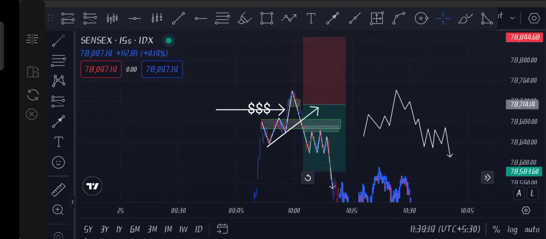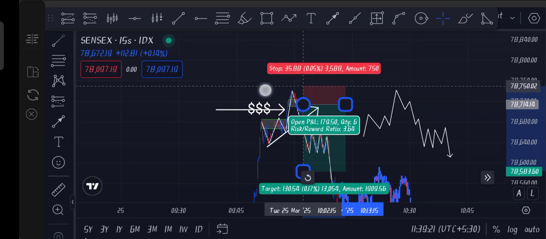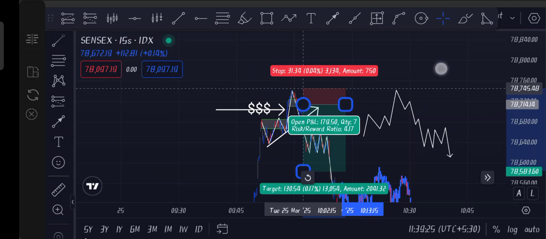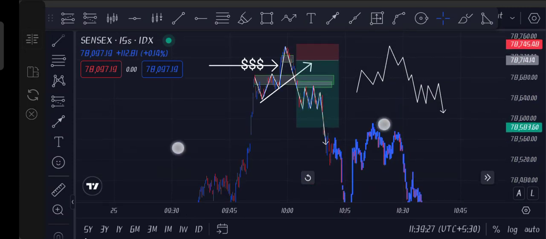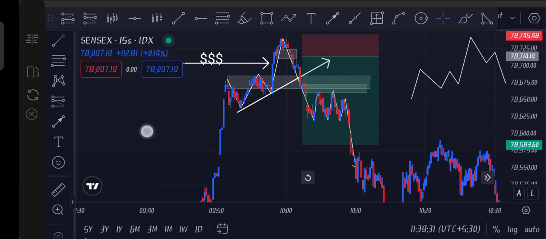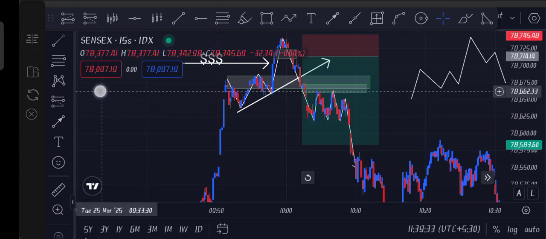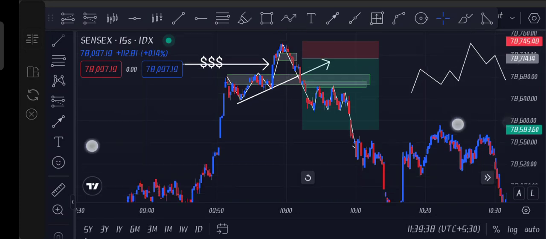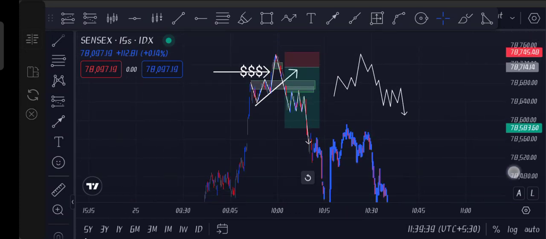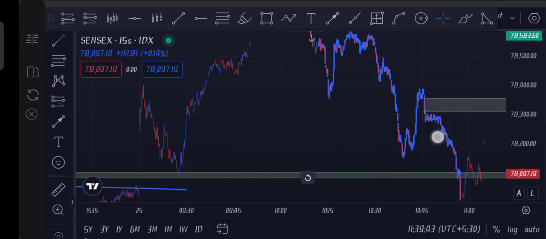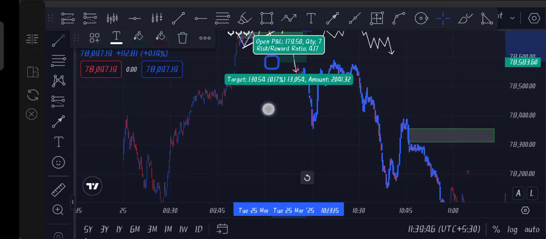Our stop loss is slightly above the swing high, and this is also a breakdown, and this is also a secondary breakdown, a breakdown of the trend line. And our target is a low side liquidity sweep from this level.